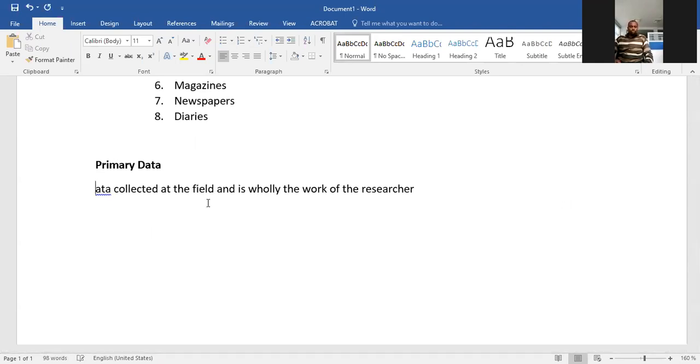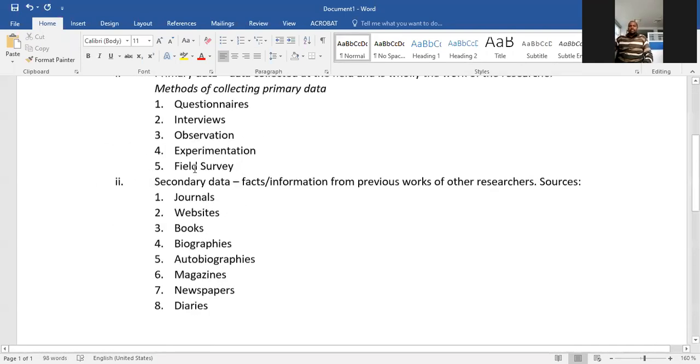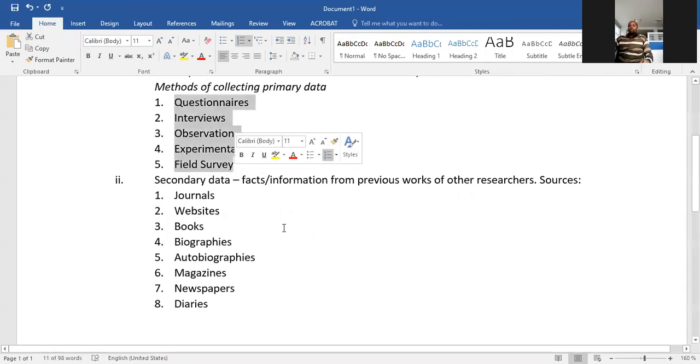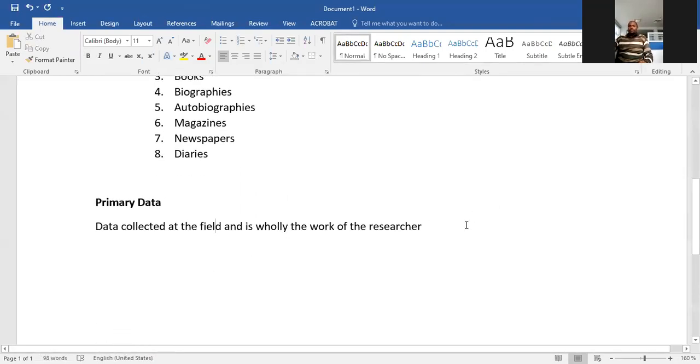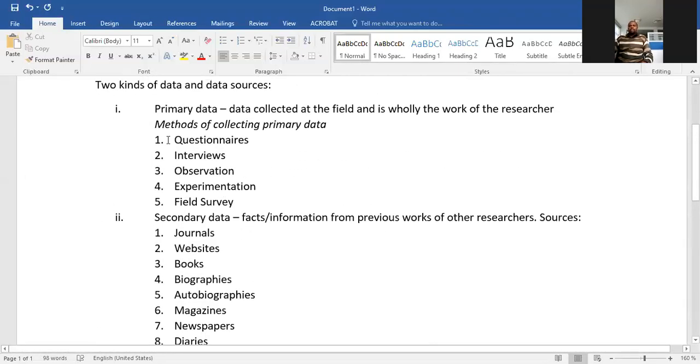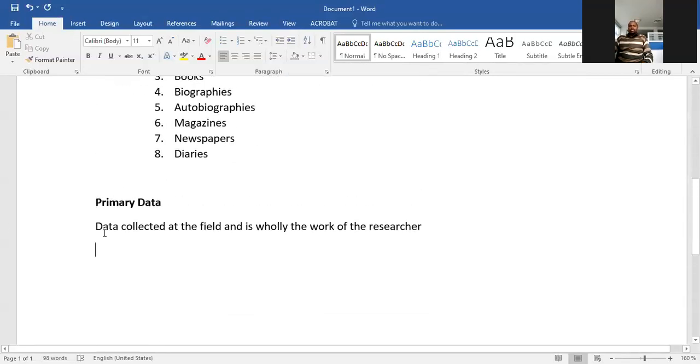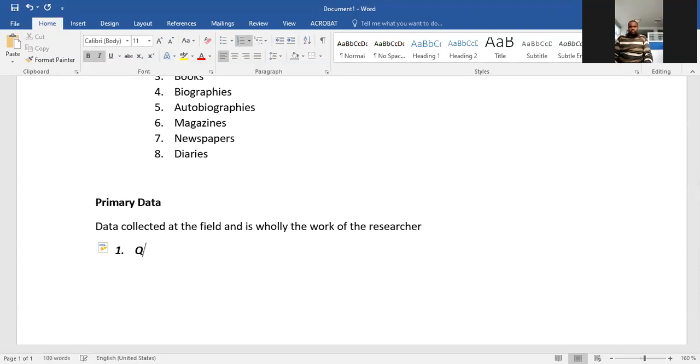Or even before we go to the benefits, let's first discuss the different kinds of methods one by one. For instance, how do you collect primary data through questionnaires? Let's begin by discussing questionnaires. Now, the first thing that we need to ask ourselves is, what is a questionnaire?